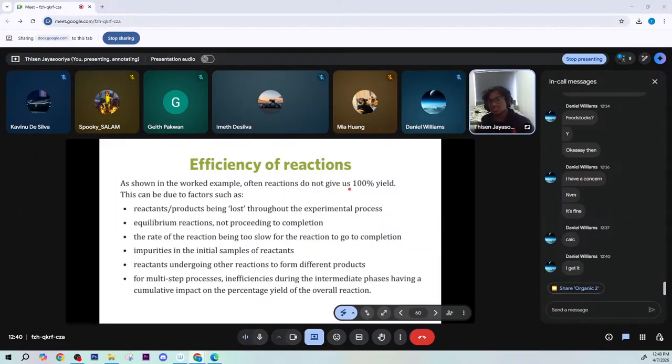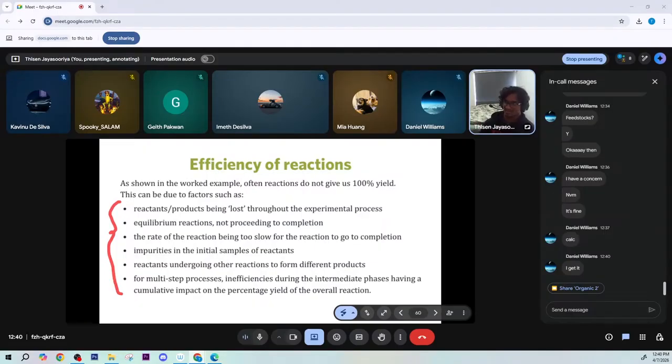Now, these are just some reasons that we might not have 100% yield. I can read through all of these and explain them all, but they're very self-explanatory. If reactants and products are lost, obviously we're not going to get 100% yield. If it's an equilibrium reaction, it won't go to completion. Some of you haven't dealt with this equilibrium idea, but once you do, it'll make a lot more sense why we don't get a 100% yield there. Or the reaction is too slow. If it's too slow, after 10 minutes, I measure it, the reaction hasn't even gone to completion yet. So I'm basically measuring nothing.